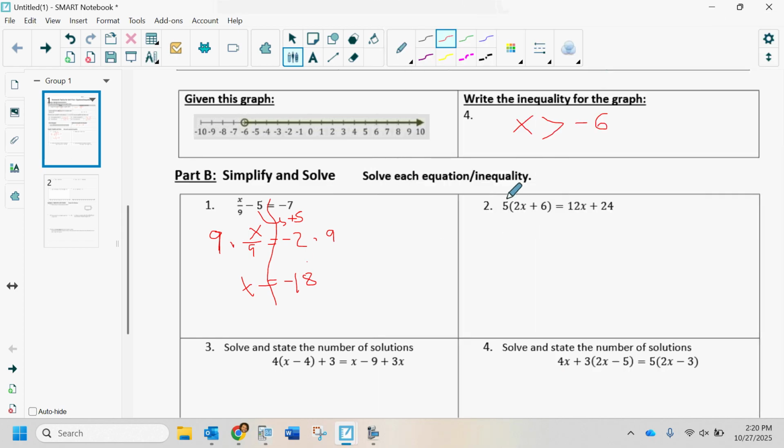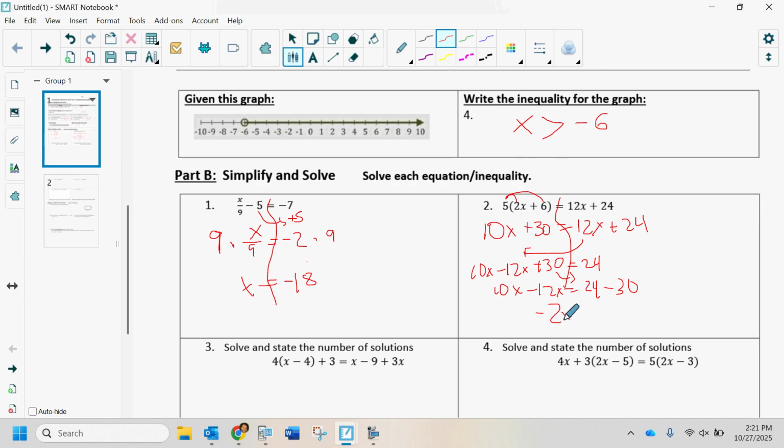All right. Now here, we want to draw a river first, and then distribute. Make sure we multiply both things by 5. Equal to 12x plus 24. I like to move all my variables to this side always. So it's 10x minus 12x plus 30 is equal to 24. Move the numbers to this side. So we get 10x minus 12x is equal to 24 minus 30.